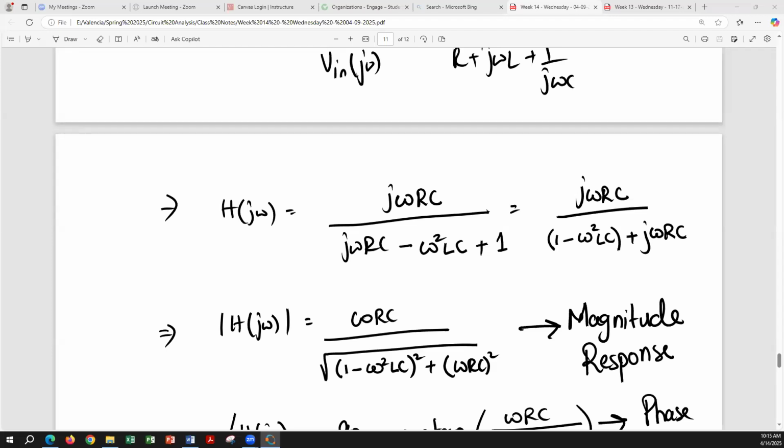Give me just 1 second because the equation is here. I won't be able to see the equation, so let me write the equation first.